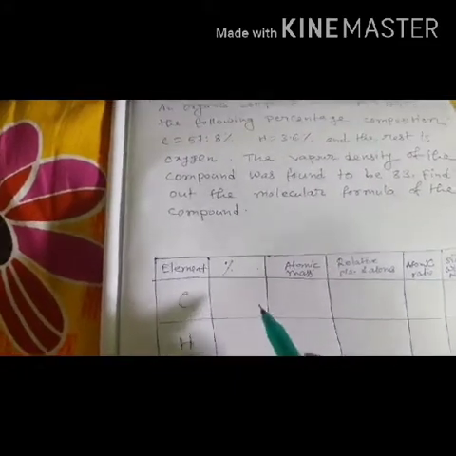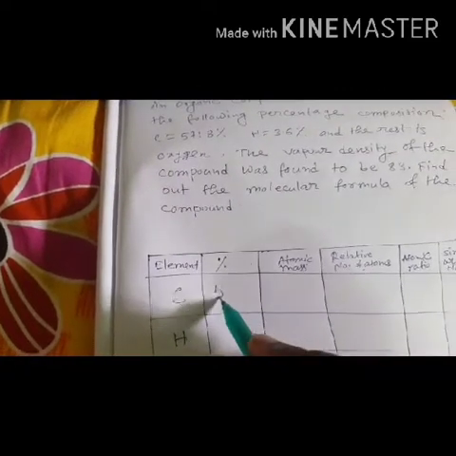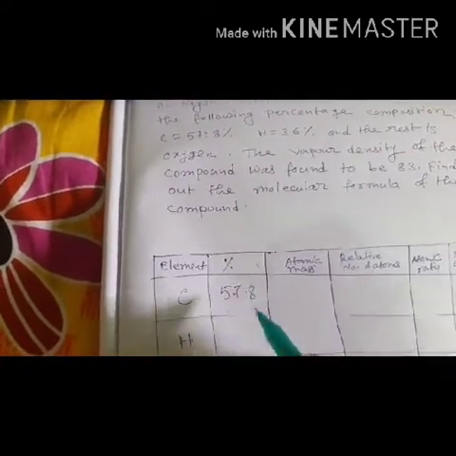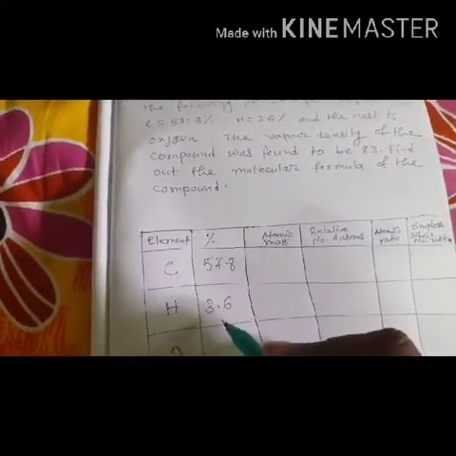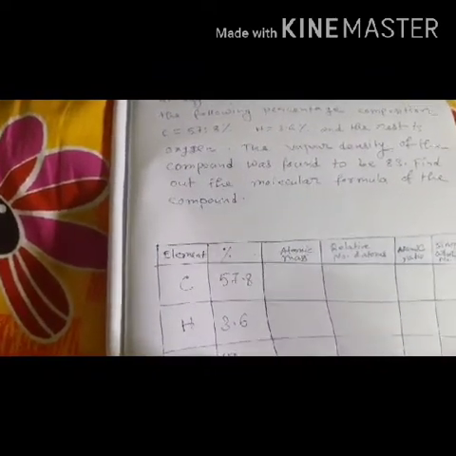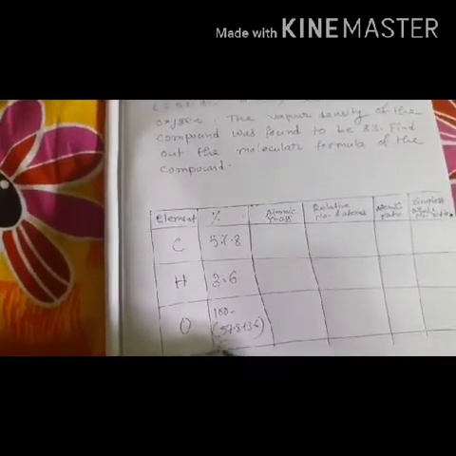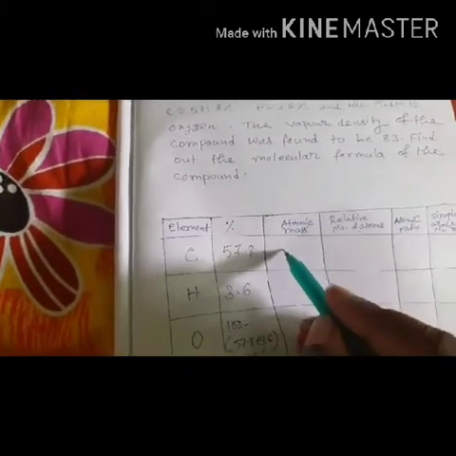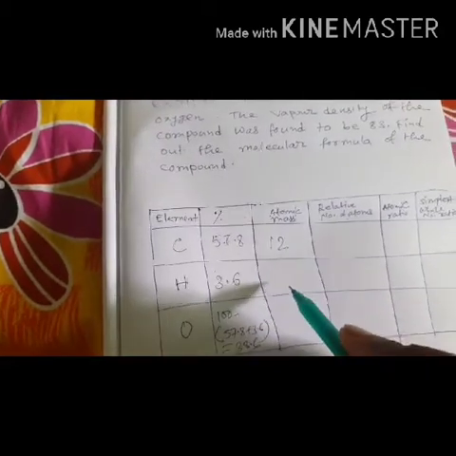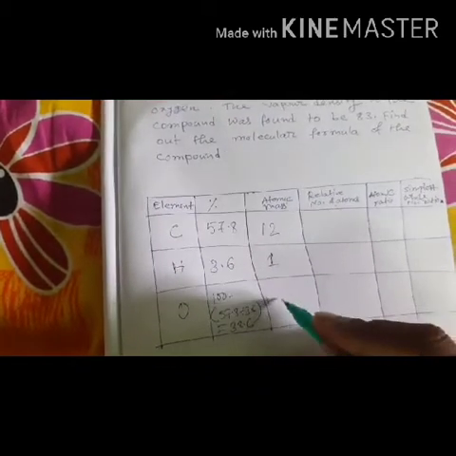Here, carbon, how much percentage is given? 57.8% carbon. Hydrogen how much? 3.6%. And the rest is oxygen. Then how much oxygen will be there? It is 100 minus 57.8 plus 3.6, which equals 38.6. Now the atomic mass of carbon you know is 12 units, hydrogen is 1 unit, and oxygen is 16 units.